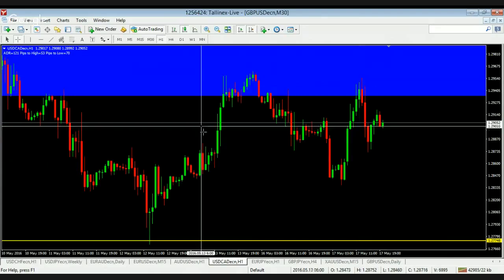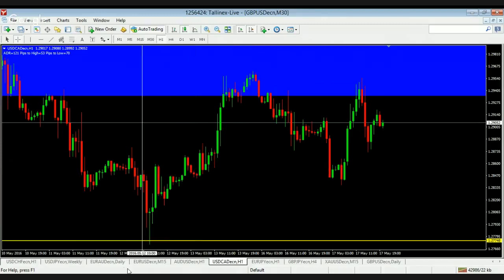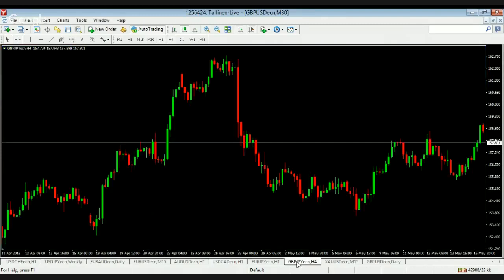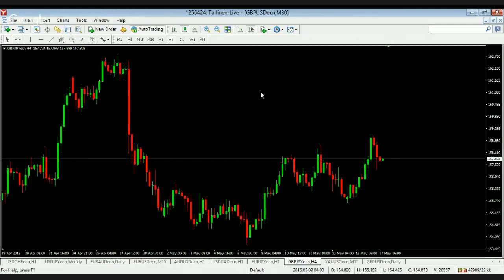Okay, so that was UCAD and EJ and GJ. Shout out to Shavar, who called an excellent trade on this. And a lot of people made some good money with this trade.